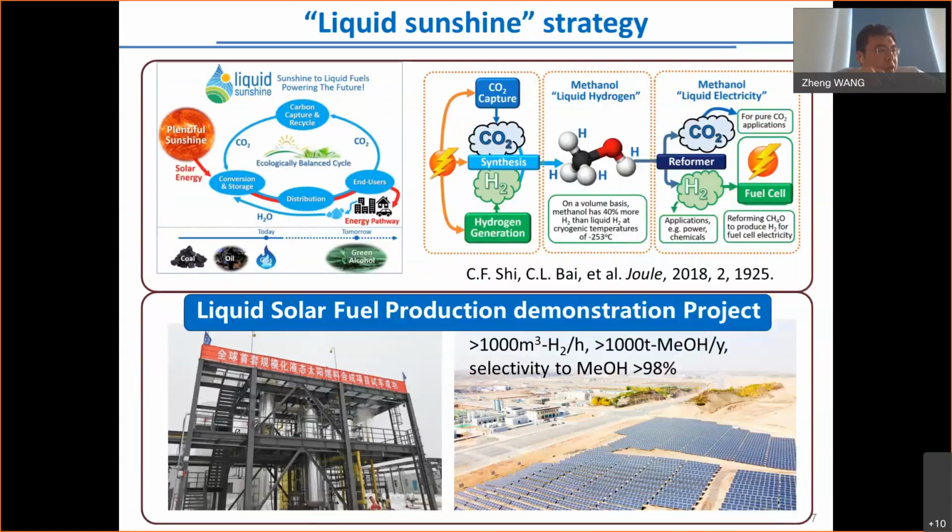China declared the development of the liquid sunshine strategy in 2018. Liquid sunshine is the vision of combining solar energy with carbon dioxide and water to produce green liquid fuels. And the carbon dioxide released from these liquid fuels is recycled back into the environment. The main target liquid fuels are methanol or ethanol. The next figure shows the liquid solar fuel production demonstration project established in 2019. In this project, a photovoltaic power station supplies the electricity for the electrolysis of water to produce hydrogen. And this green hydrogen is used in the hydrogenation of carbon dioxide to produce green methanol.